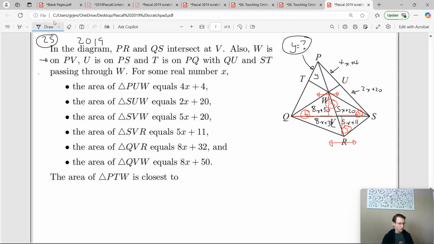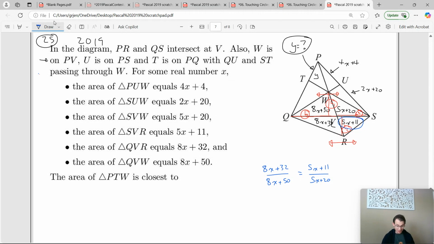And this is what it's going to look like. I'm going to make that blue, and then I've got 8x plus 32 divided by its friend up above, 8x plus 50. That should be the same thing as this one divided by its friend up above. So that would be 5x plus 11 divided by 5x plus 20.